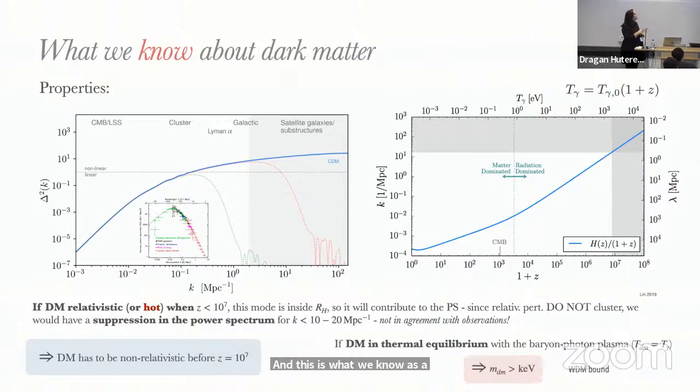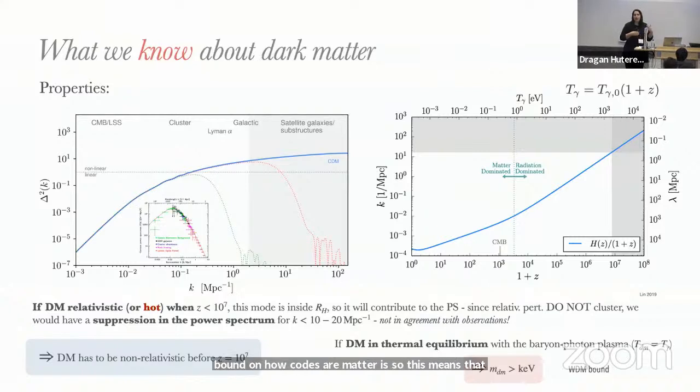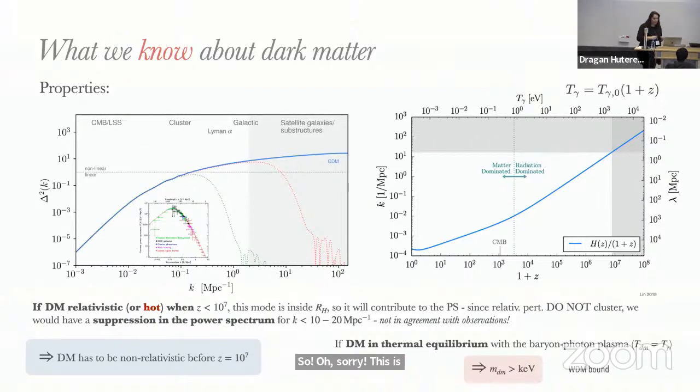So dark matter has to be non-relativistic before 10 to the 7 to explain this cold dark matter spectrum. So modes that are inside the Hubble radius before 10 to the 7 need to be non-relativistic. And this puts a bound on how warm dark matter can be. So this means that today dark matter needs to be cold, or warm at maximum. And if this dark matter was in thermal equilibrium, it has to have a mass, sorry, bigger than keV, so it has to be heavy.